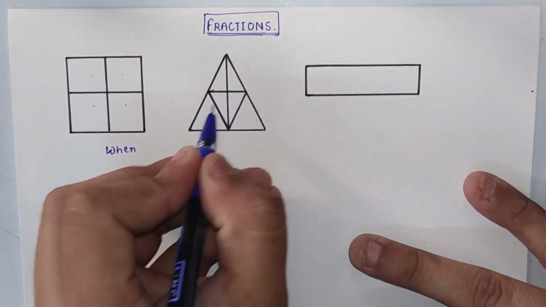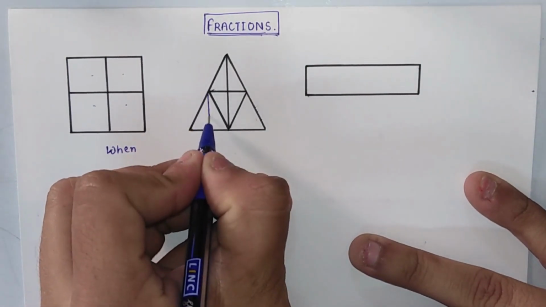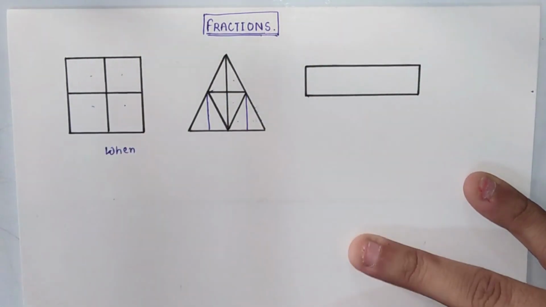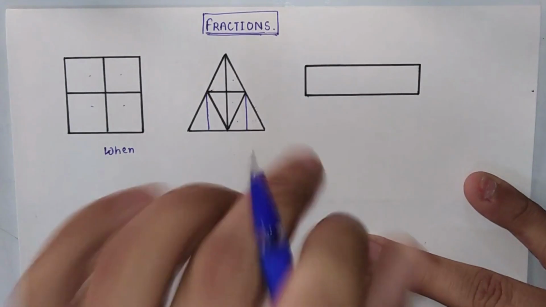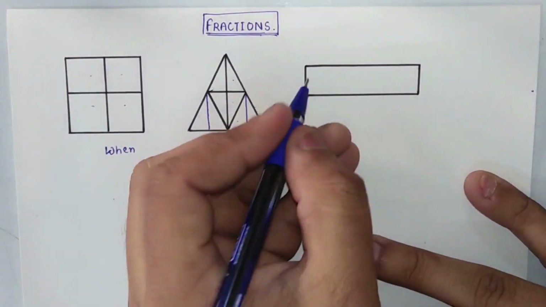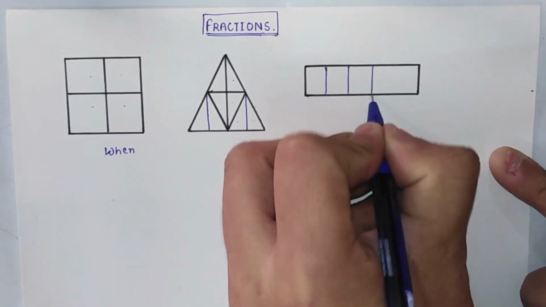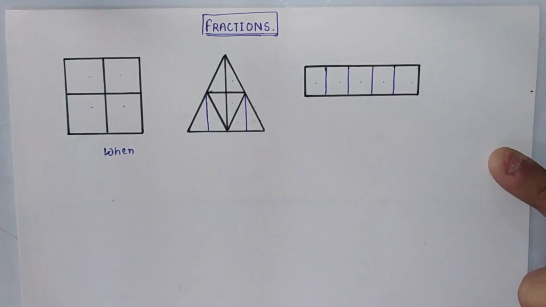Similarly, this triangle we have divided into, let's just draw one line here also, 1, 2, 3, 4, 5, 6, 7, 8. So we have divided a triangle into 8 equal parts. So each equal part is a fraction of the whole triangle. Similarly, I have a rectangle like this, and if I divide it into 5 equal parts, then each of these equal parts is a fraction of the whole.